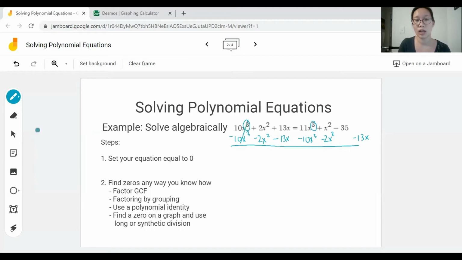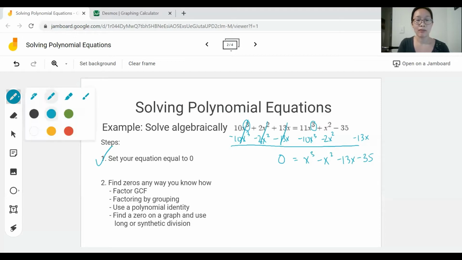And so then when I add, all my left side cancels out to 0, and I have left on the right x cubed, a negative x squared, negative 13x, and a negative 35. And the reason I'm writing this in this order is so it's in standard form with exponents in decreasing order. Now that I've set my equation equal to 0, I can find zeros any way I know how.